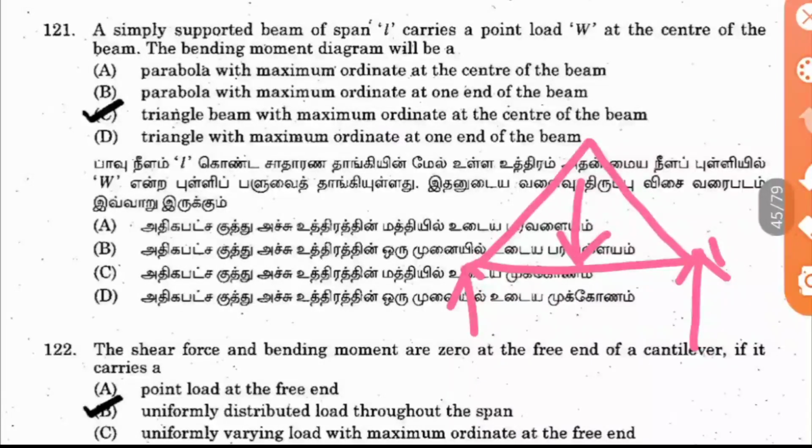Okay, so if the same case is with parabolic, that is if it is with UDL, then the structure will be like this in a parabolic shape.